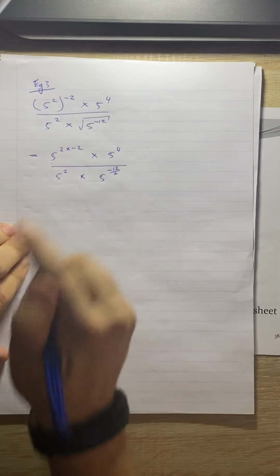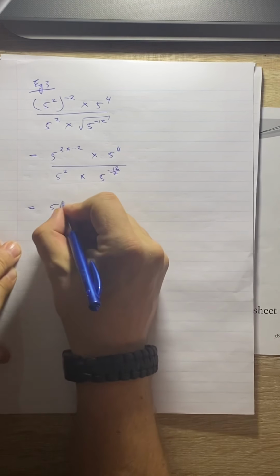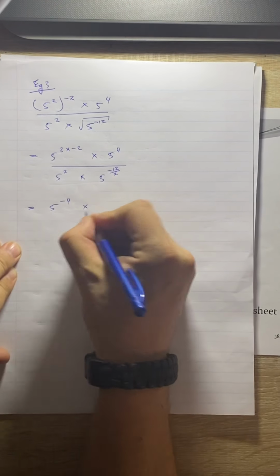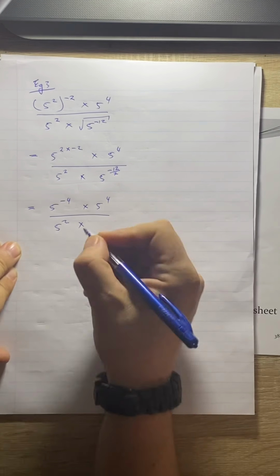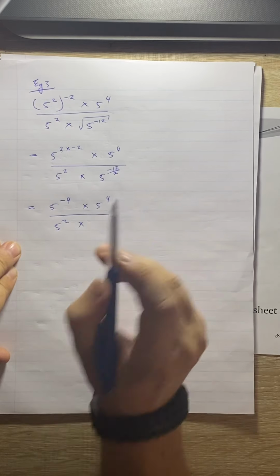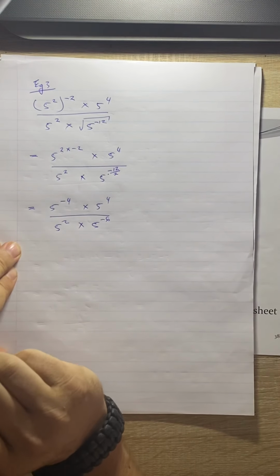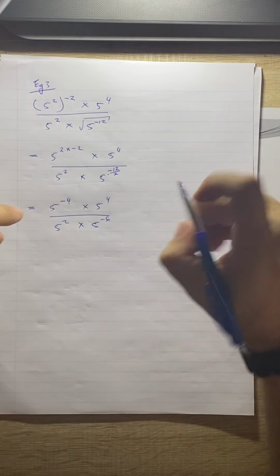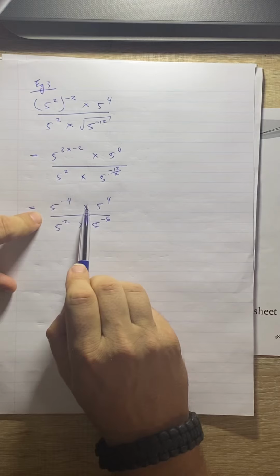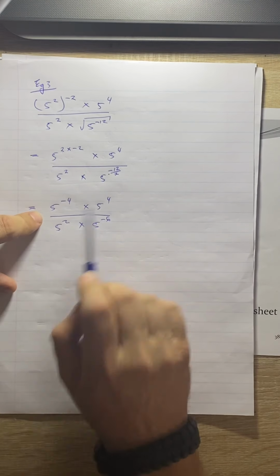Okay, let's simplify those two there, and we get 5 to the power of 2 times minus 2 is minus 4, multiplied by 5 to the 4 all over 5 squared, multiplied by minus 12 divided by 2 is minus 6. Okay, now I'm going to use laws 1 and 2, and they say if bases are the same and we're multiplying, we add the exponents.